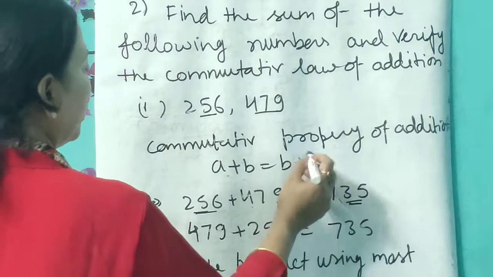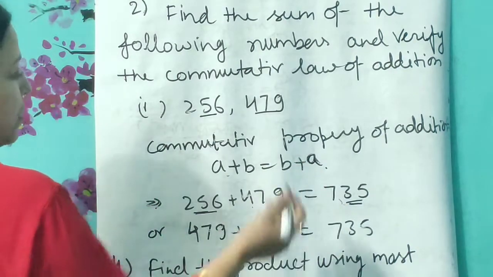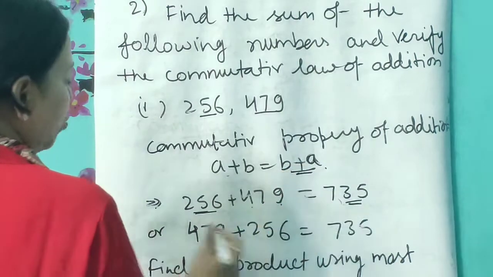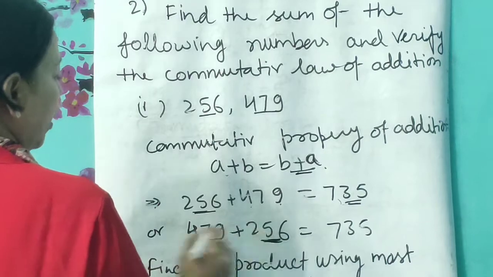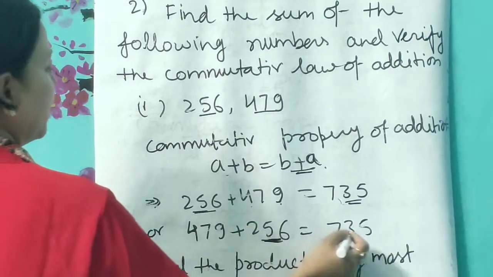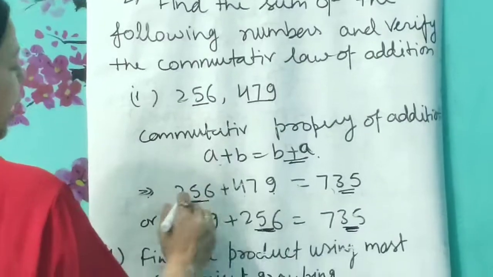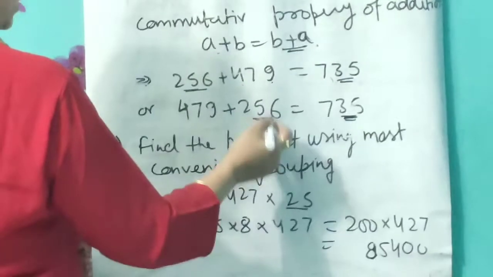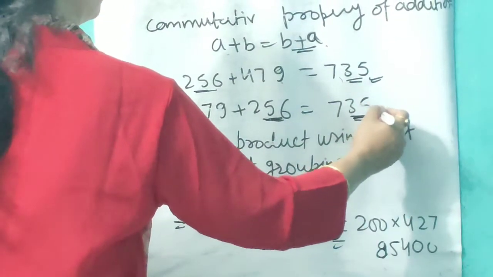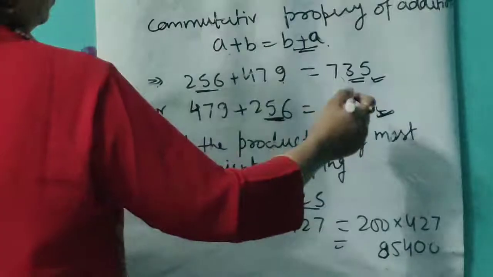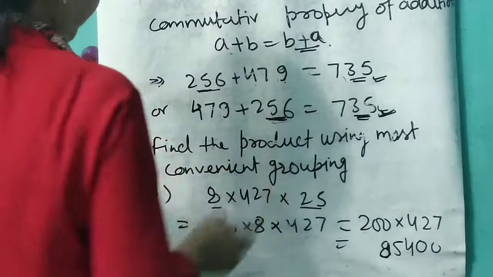Now you change the order. Commutative property tells that when you change the order, the result remains the same. So now you write first 479 and then you write 256. And now again if you add, you will get the result 735. So in both the cases, A plus B or B plus A, the answer is 735. So this is the verification of the commutative property of addition. Okay, now it is verified.